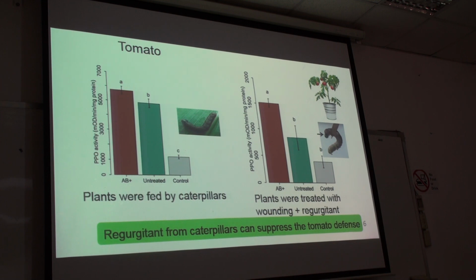By this result, we can see when the tomato was fed by the caterpillar, the AB plus treatment shows higher PPO activity than the untreated caterpillar feeding. And there's the same pattern when the scientists treat the plant with wounding and regurgitant. By this result, scientists found that regurgitant from the caterpillar can suppress the tomato defense.